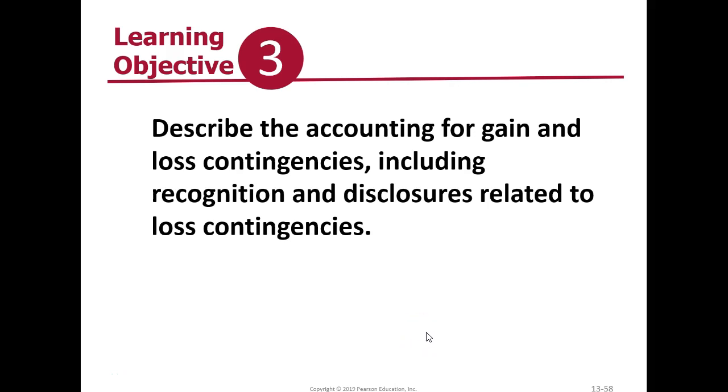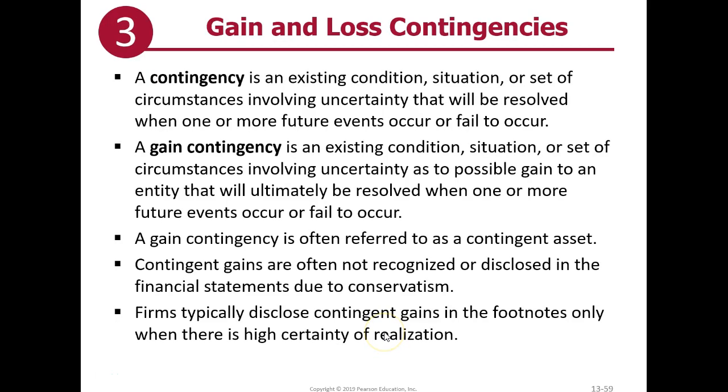As we learn about operating liabilities, we need to discuss gain and loss contingencies. First of all, a contingency is an existing condition, a situation, or a set of circumstances that involves uncertainty. The uncertainty will be resolved when one or more future events occur or fail to occur. There are two types of contingencies. You can have a gain contingency or a loss contingency.